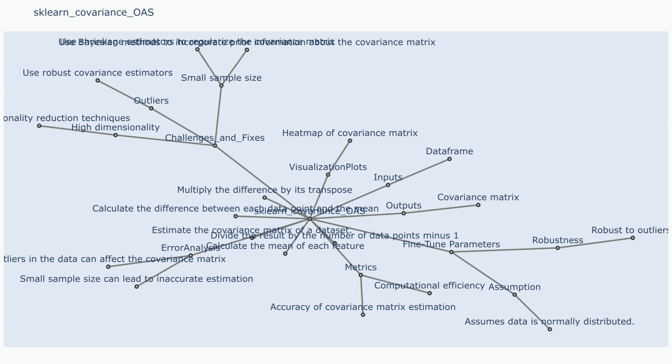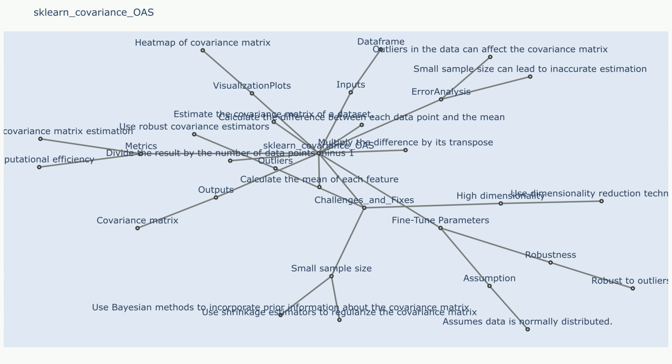Uncertainty method 2. Explain in detail Bayesian methods. Bayesian methods can be used to incorporate prior information about the covariance matrix and derive a posterior distribution, capturing the uncertainty associated with the estimated covariance.